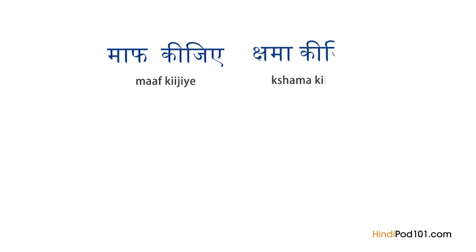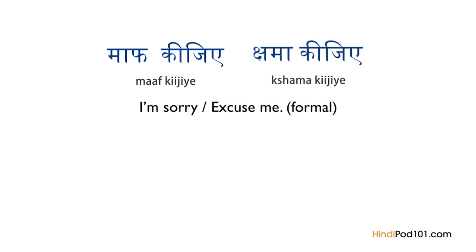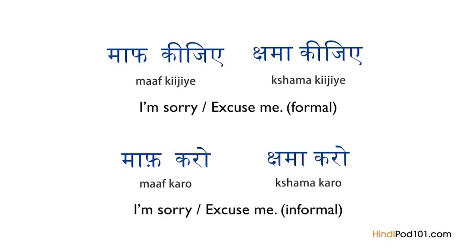Let's review. Maaf kijiye or kshama kijiye is a formal I'm sorry or excuse me. Maaf karo or kshama karo is the informal I'm sorry or excuse me. These are all versatile phrases with a few different meanings depending on the situation. Whether you are trying to get someone's attention for a question, or making your way through a crowded area, or apologizing for stepping on someone's foot, these are all phrases you could use.